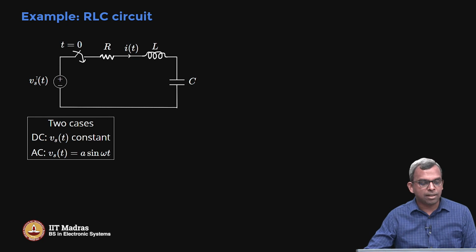There are two cases we'll consider. One case is where Vs of t is a DC source, so Vs of t is constant. The other is an AC source, in which case Vs of t is A times sine omega t. So these are the two cases that we'll consider, and we'll see how to solve this.